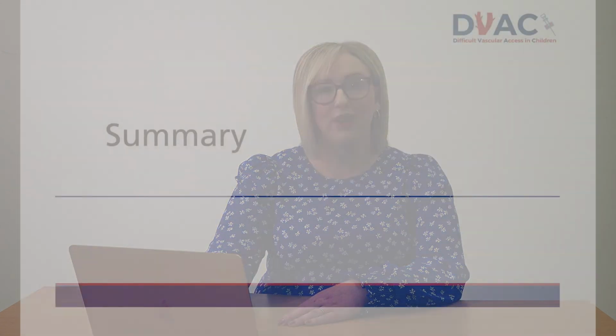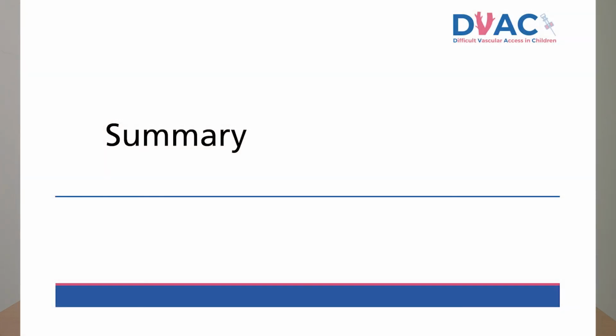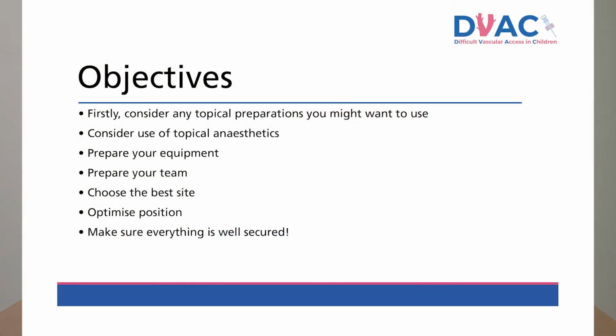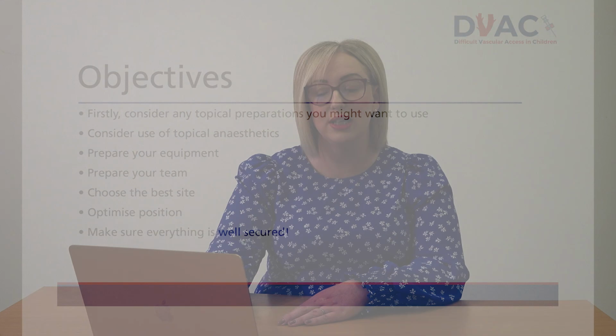So in summary, cannulating babies and kids can be stressful for all involved, but we want to aim to get it done right the first time. Firstly, consider preparing properly, letting the patient and their family know what you're planning to do. Consider any topical preparations you might want to use. Prepare your equipment, making sure you don't leave anything out. Prepare your team, making sure everyone knows what role they have to play. Choose your best site for maximum success. Optimise your position to keep the insertion site stable. And when all is completed, make sure everything is well secured.